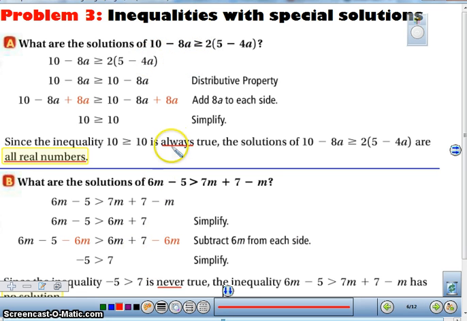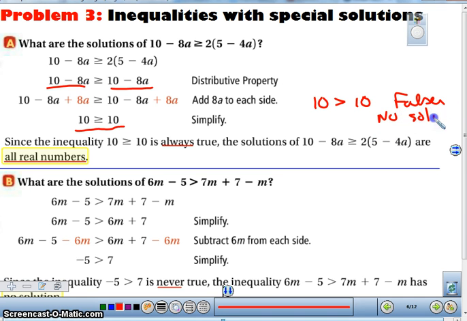We also will have the possibility of when it's always true. And the key thing is you must get all the variables on one side this time. You can't stop at this point where you have 10 minus 8a and 10 minus 8a. So in this case, is 10 greater or equal to 10? Yes, because of the equal. If it would have said, is 10 greater than 10, then it would have been false, and we would have no solution. Okay? So you need to be really careful.